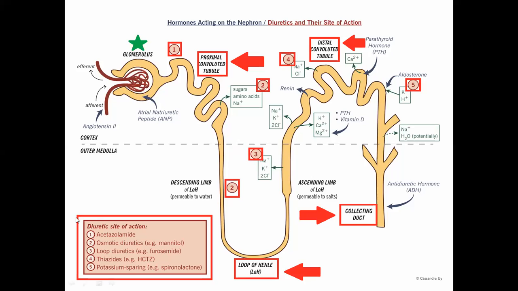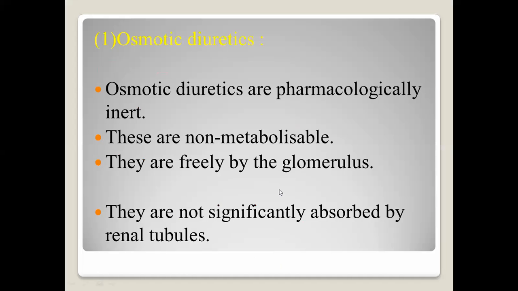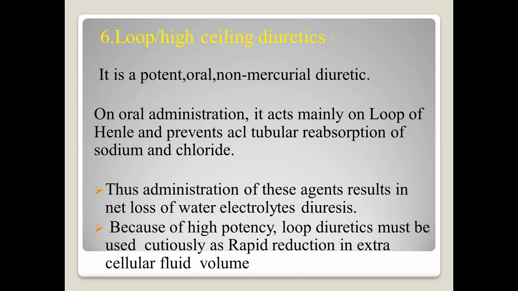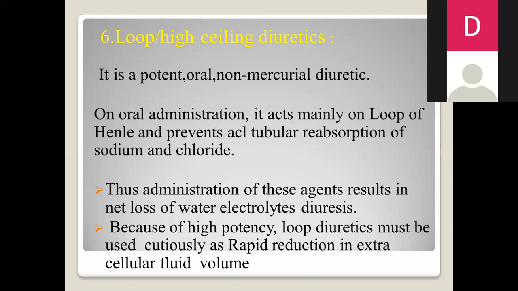Okay, so these high ceiling diuretics, or the loop diuretics, act here, and on oral administration they prevent the active tubular reabsorption. They prevent reabsorption of sodium from the tubular cells, and this agent reduces tubular reabsorption. They prevent tubular reabsorption of sodium and chloride.